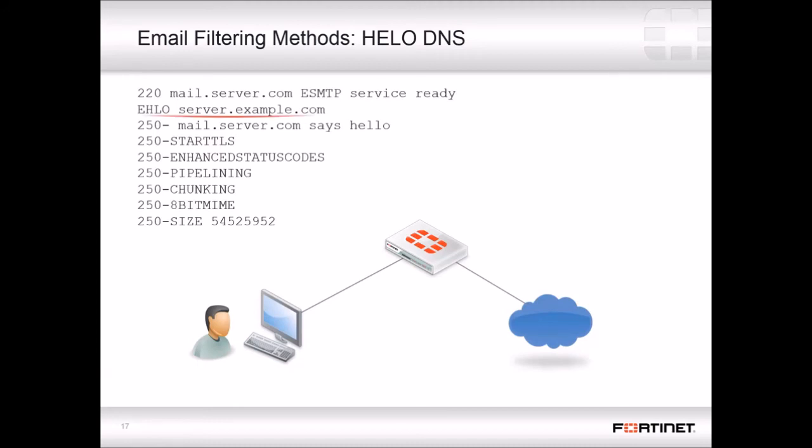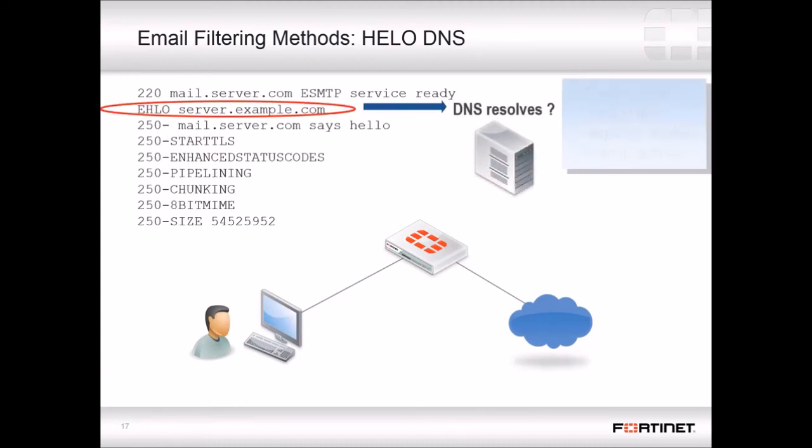The next check is the HELO DNS lookup. In order to send an email, most mail servers require that the remote side identifies themselves. This is done through a HELO/EHLO command depending on if SMTP or ESMTP is being used. The FortiGate looks at what is said and tries to resolve that to an IP address. There is no comparison made to the sender's IP address.